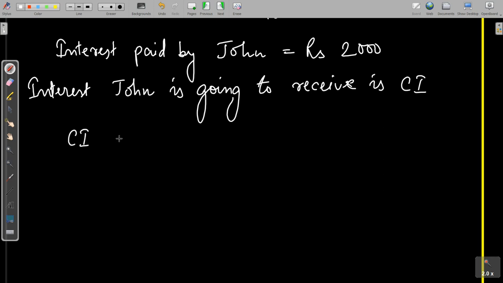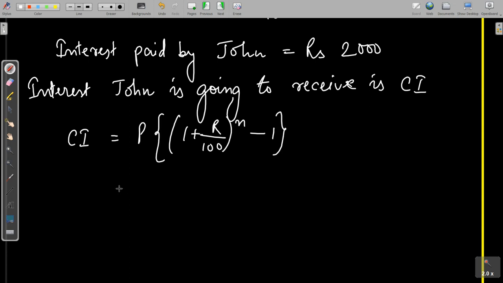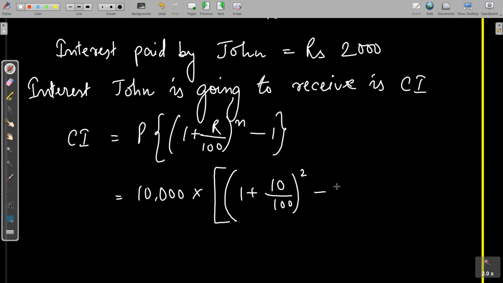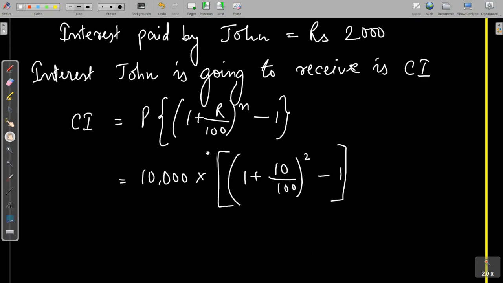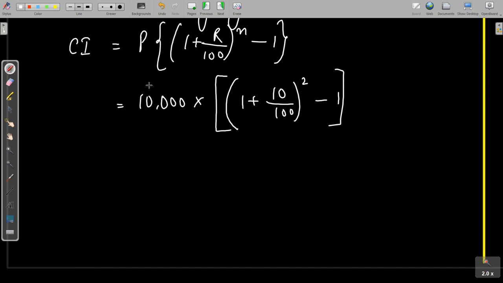So compound interest can also be calculated like this: P times (1 plus r by 100) power n minus 1. Now the value of P for us was 10,000, so I'm going to put 10,000 here. 1 plus 10 by 100, right? P was 10,000, r was 10, t was 2. Now we solve this. So on solving, this would become 100 plus 10, 110.